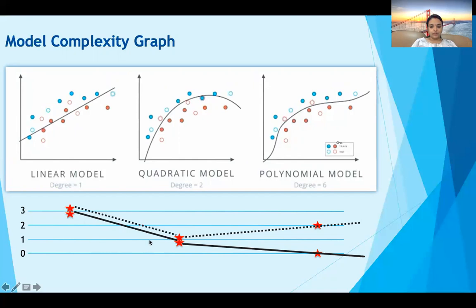When we join these, the two curves which we have plotted here are called the model complexity graph. On the left hand side is an underfit model, which won't fit the data perfectly, and it will have a high testing and a high training error. On the right hand side, we have the overfit model, which fits the data perfectly on the training set, but it won't generalize well on the testing set. So we have relatively low training error but high testing error. In the middle, we can see relatively low testing error and low training error also. So this is the perfect model.